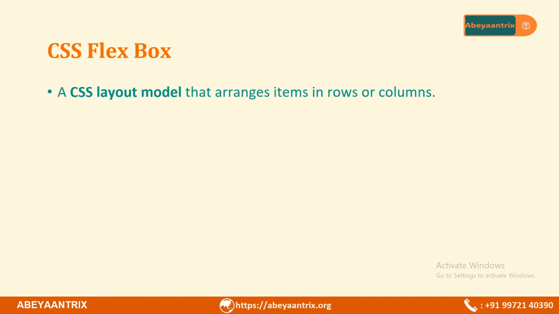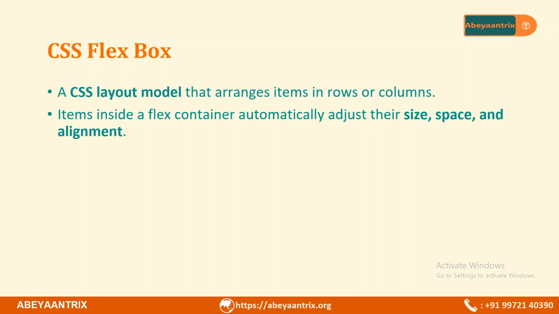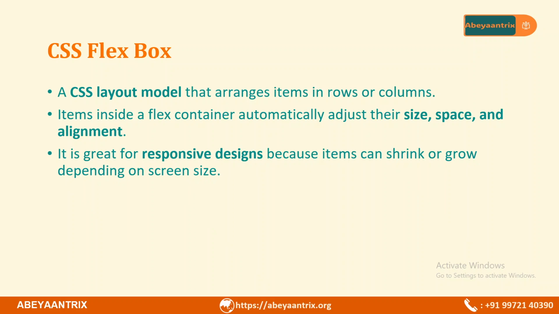So first, we'll start with Flexbox. Okay, so what is Flexbox? Flexbox is a layout model that helps you arrange items in a row or columns. Think of it as a smart container that automatically organizes its elements. Items inside a flex container can adjust their size, spacing, and alignment based on the available space. So it makes responsive design easier also. It will automatically shrink and grow depending on the screen size.